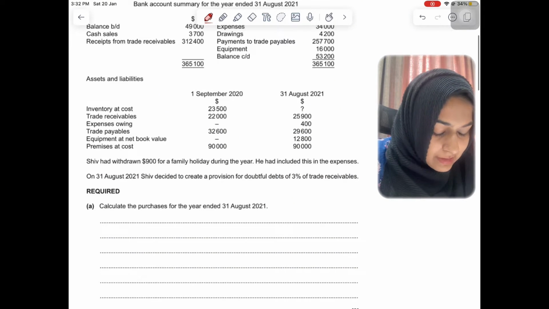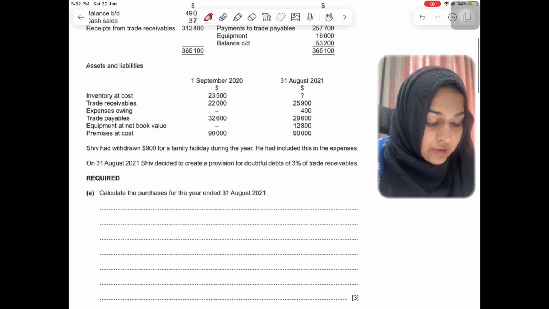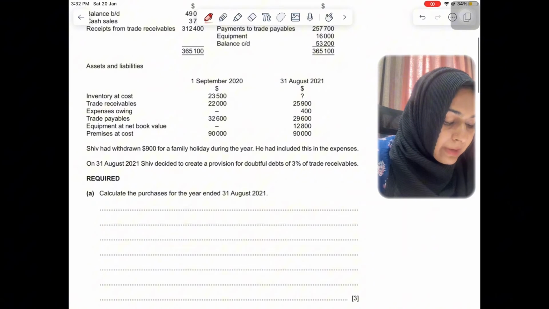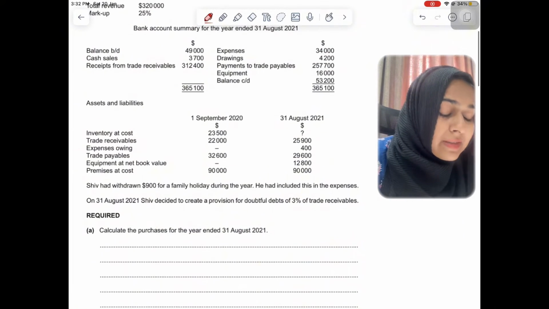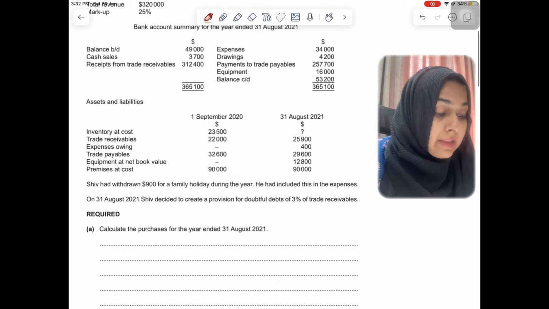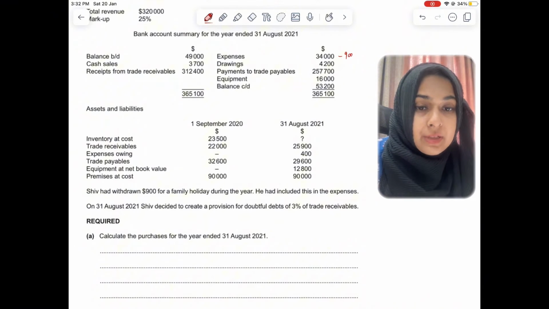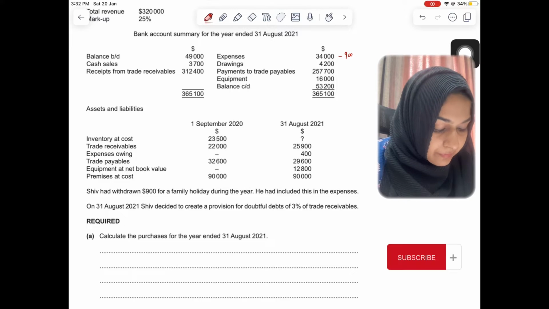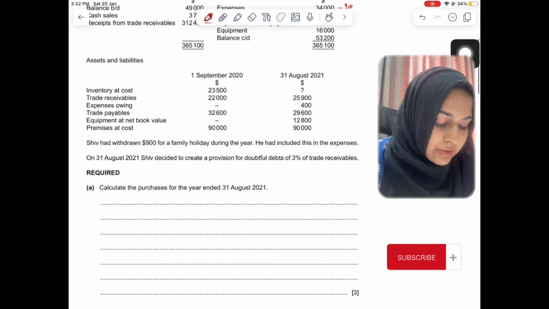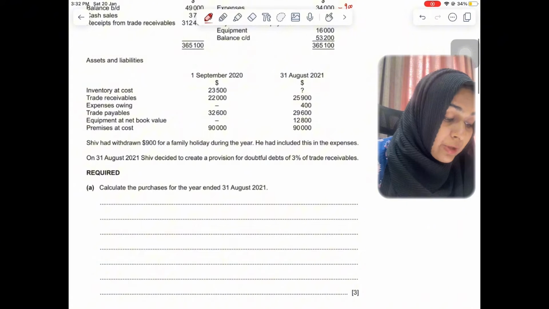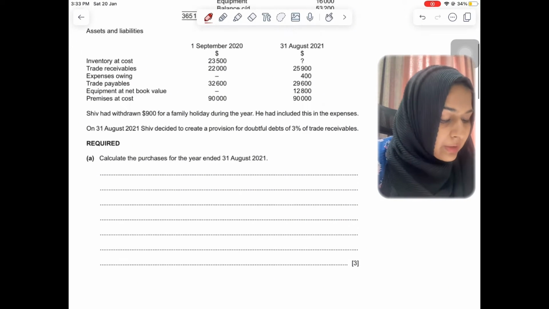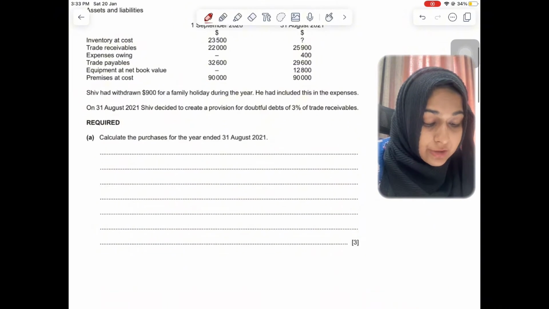They have given you some more information, that is Shiv had withdrawn 900 for a family holiday during the year. He had included this in the expenses. So whatever expenses they have paid, 34,000, in this they have paid 900 for a family holiday. So 900 should not be included in the expenses, because for the expenses they have paid 33,100. And then they're saying on 31st August 2021, Shiv decided to create a provision for doubtful debts of 3% of trade receivables. We'll deal with this as we move on with the question.